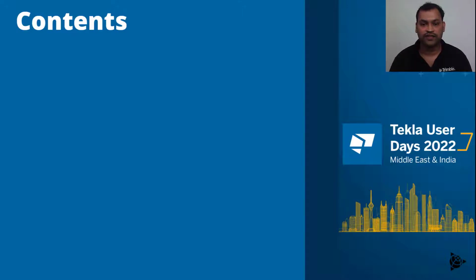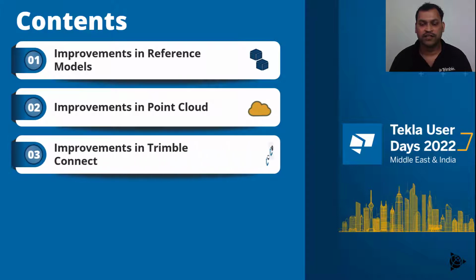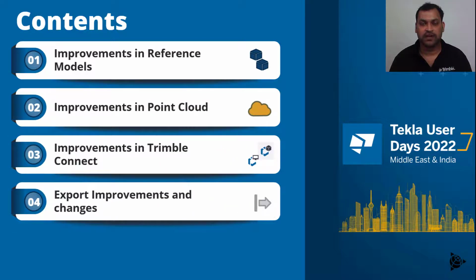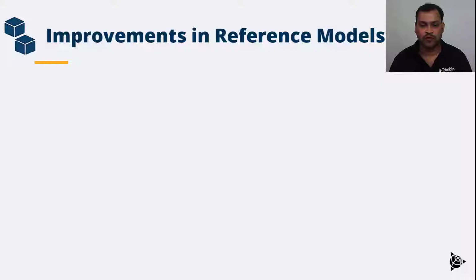Here is an overview of the contents: improvements in the reference model, point cloud, Trimble Connect, improvements and changes in the export, and Visualiser improvements. Let's start with the improvements in the reference model.